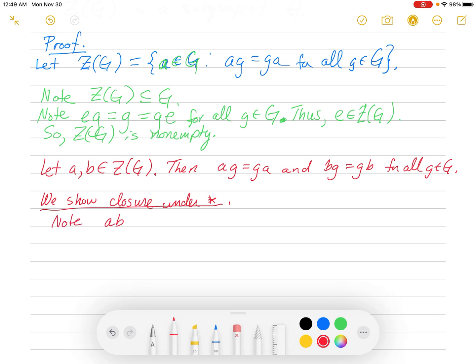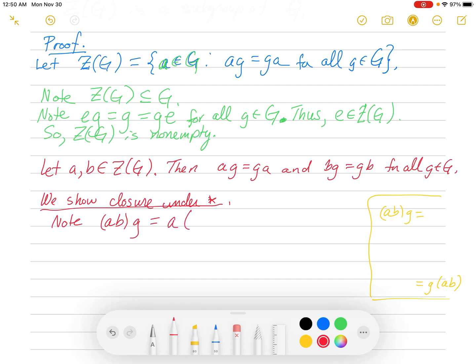Okay, so I want to show that a times b is in the center. So let's take a times b, and let's multiply it by g. Here our goal, doing a little scratch work in yellow, is to get ab times g equals g times ab. You want to be able to show that ab commutes with g. So how do we get there?